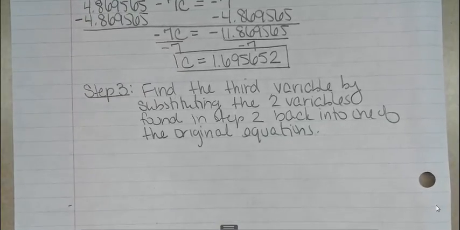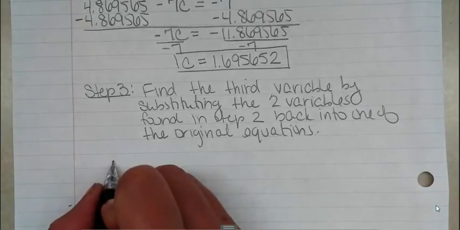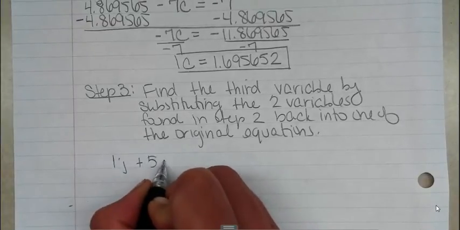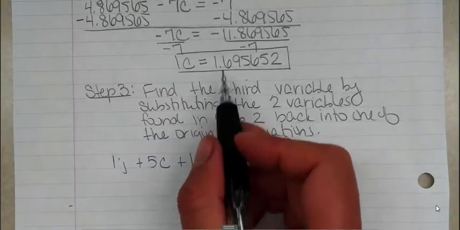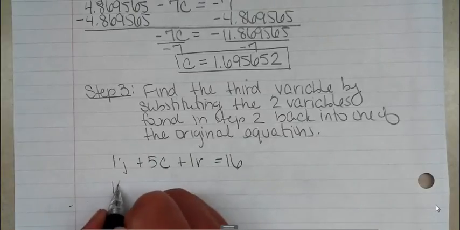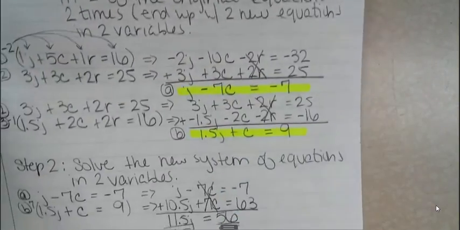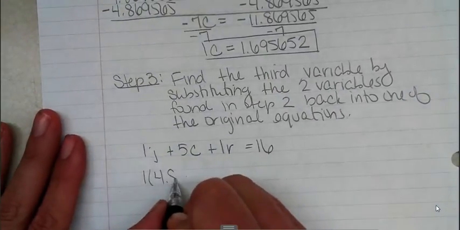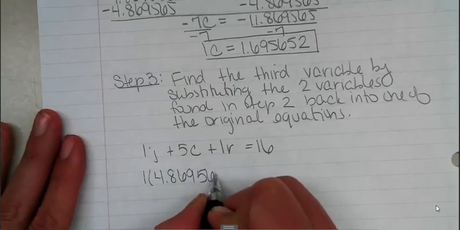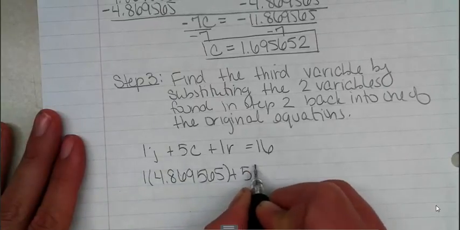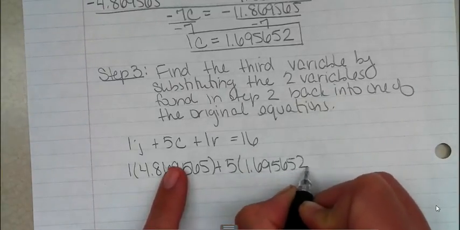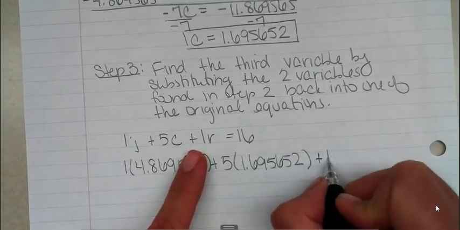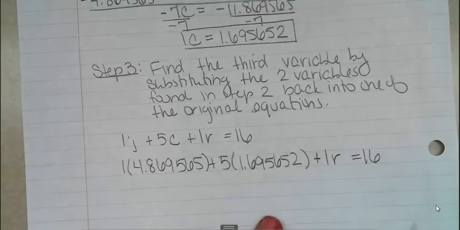Okay, so I'll pick one of the original equations. How about the first one? The original equation was 1j plus 5c plus 1r equals 16. Let's see, j was 4.869565. C was 1.695652. And I don't know what R is. That's what I'm looking for.